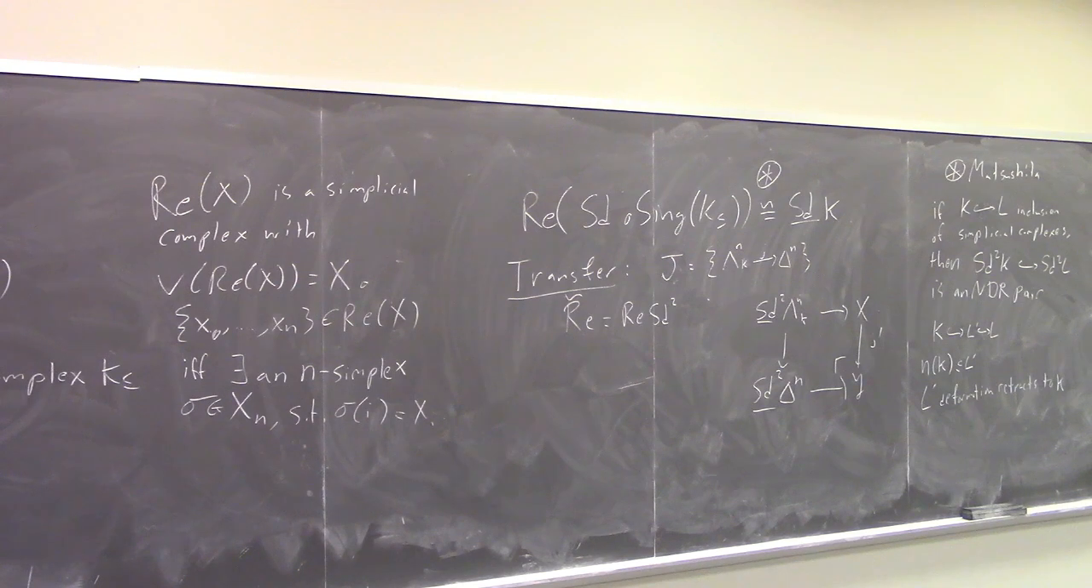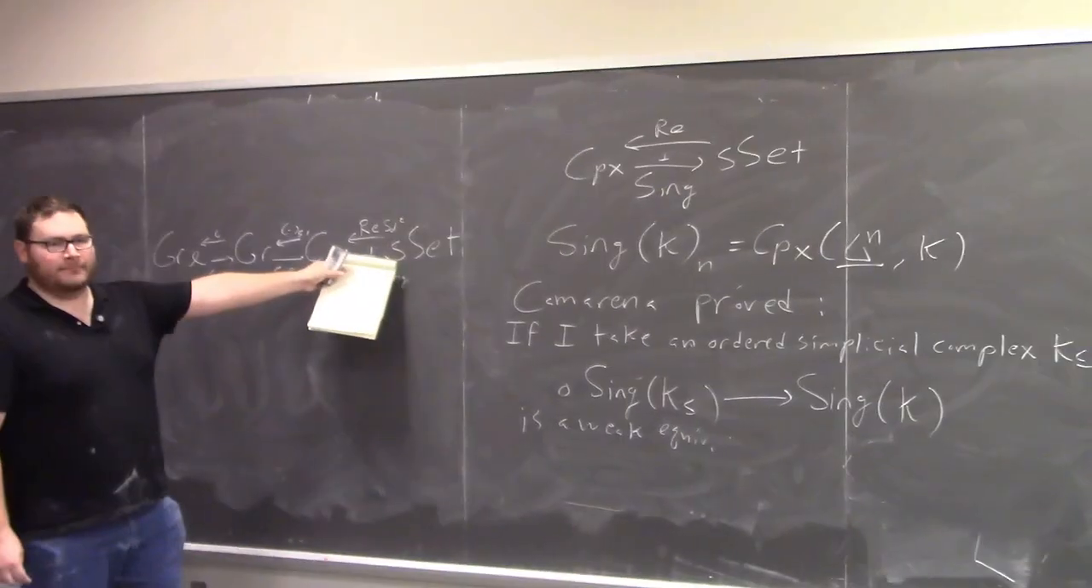Why is that? Well, this is a Quillen adjunction, right? So that means that this functor preserves cofibrations. It preserves cofibrant objects. So if I take a simplicial set, subdivide it twice and realize it, I get a cofibrant simplicial complex. Okay, but what does something in the image of this look like, right?